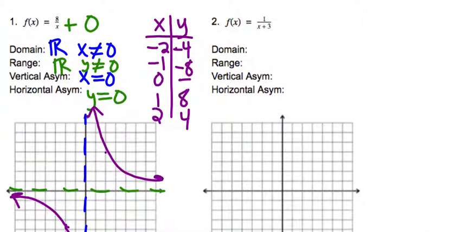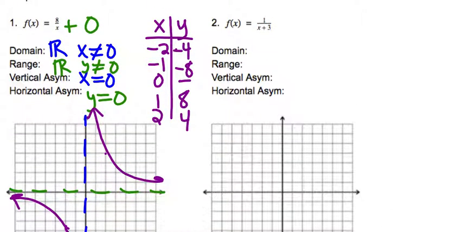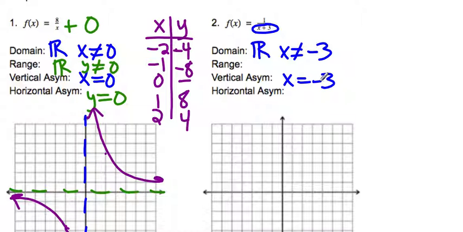All right, let's take a look at the next one. We want to start with domain. Remember, we cannot divide by 0, so our domain is all real numbers except -3. So if you plug in -3, you're going to have 0 in the denominator. That means we have a vertical asymptote at -3. So let's draw that in. That is right here.